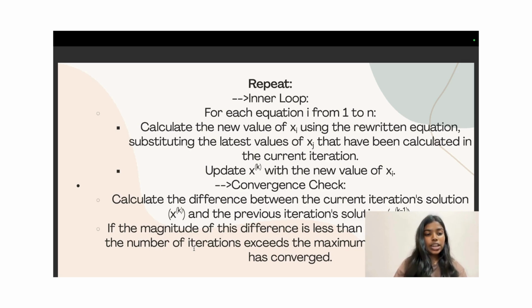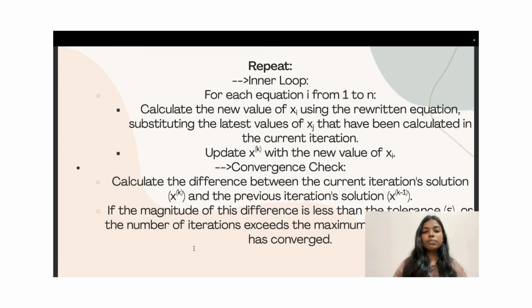Then convergence check. Calculate the difference between the current iteration solution xk and the previous iteration solution xk minus 1. If the magnitude of the difference is less than the tolerance or the number of iterations exceeds the maximum, then the algorithm has converged. In simple words, after each iteration, compare xk plus 1 and xk. If the change in all values is less than tolerance, convergence is achieved. If not, then repeat the iteration. Else, exit with a warning that it may not be converged.